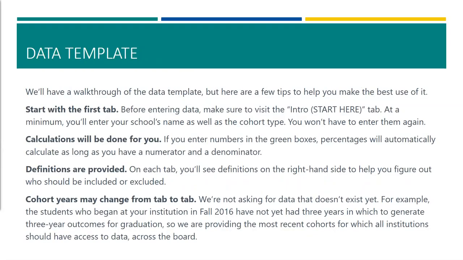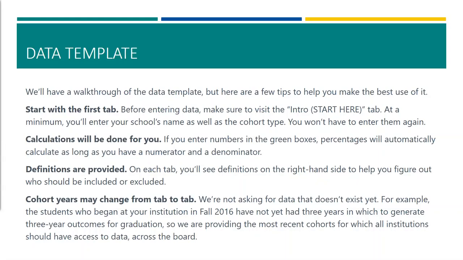I'm going to walk through the data template shortly, but first a few tips to help you make the best use of it. When you open the data template, you'll notice there is a tab that says Start Here. Please start here. You'll, at a minimum, be entering your school's name as well as your cohort type, and if you're using the baccalaureate metrics, you'll make that selection as well. There are other selections for race, ethnicity, for drop-down, so that they carry through and you won't have to keep re-entering the same information. Please make sure you enter your school's name because otherwise you will be known hereby as Sample Community College, and we don't want that to happen.